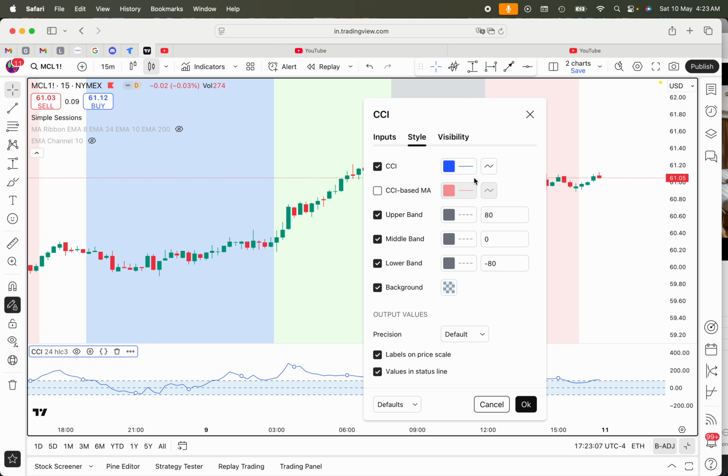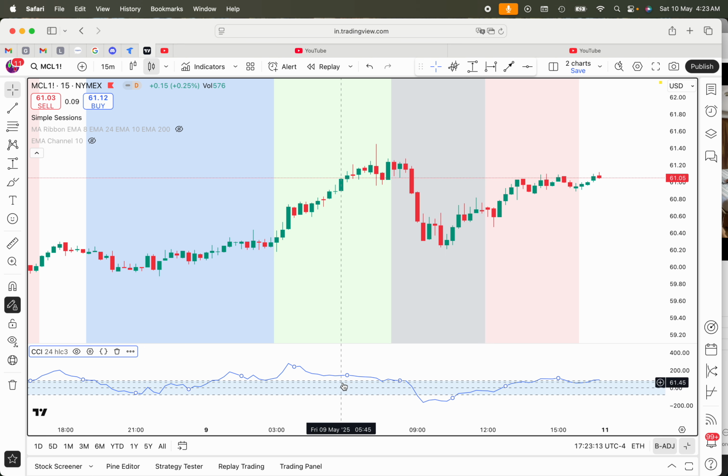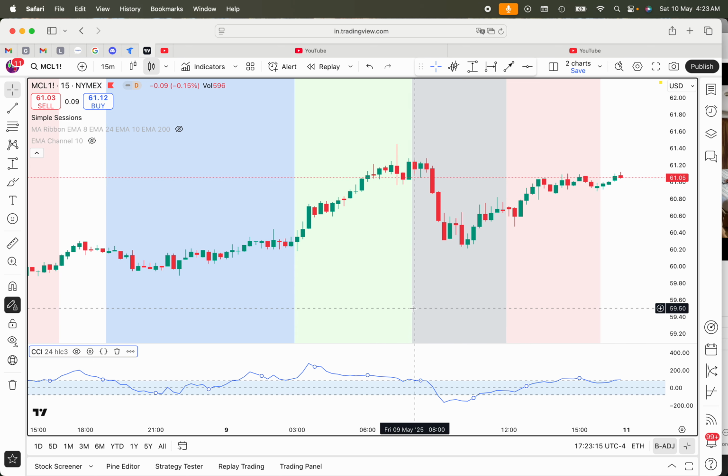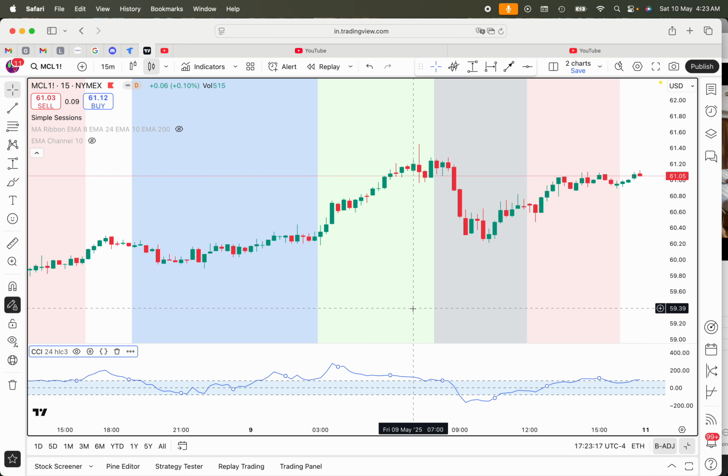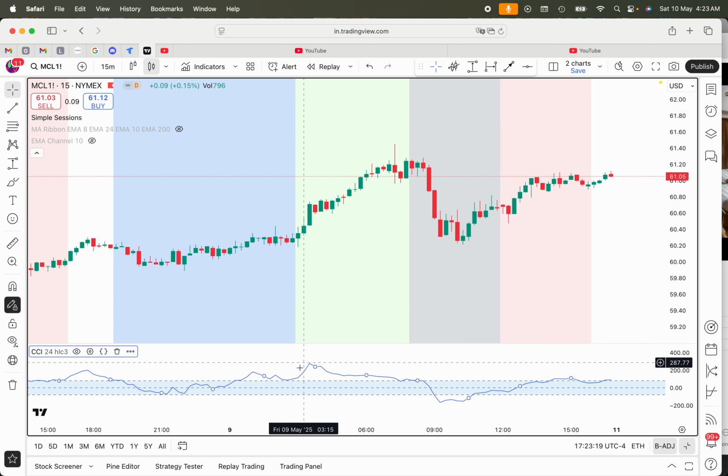The channel I've changed from the top line to an 80 and the bottom line to a minus 80. I'm always just changing these things, it's all experimentation. But I do believe a lower channel, top and bottom line, is beneficial for trading.